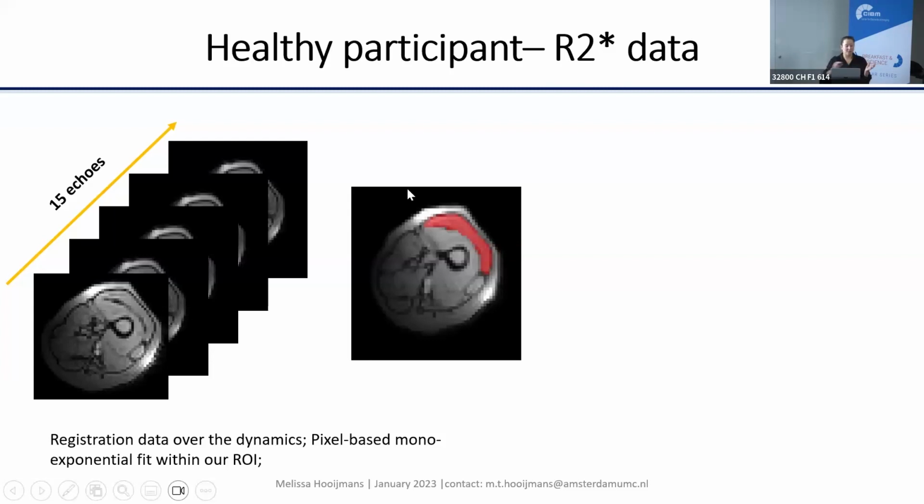And then again, we acquired 15 different echoes, and we registered the data over the different echoes and over the different dynamics in time. Then we drew a region of interest for our muscle of interest, which is shown here on the right side. And then we used a pixel-based mono-exponential fit only within our region of interest.